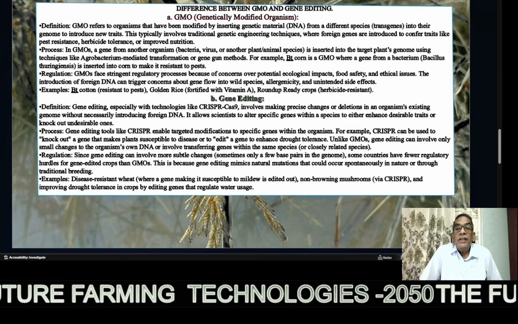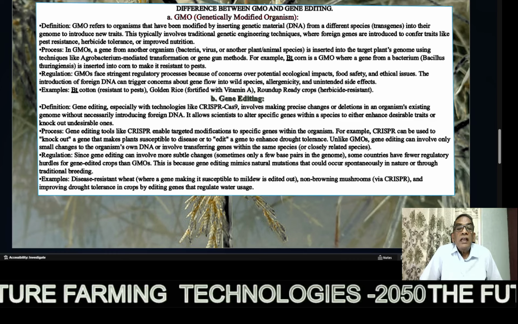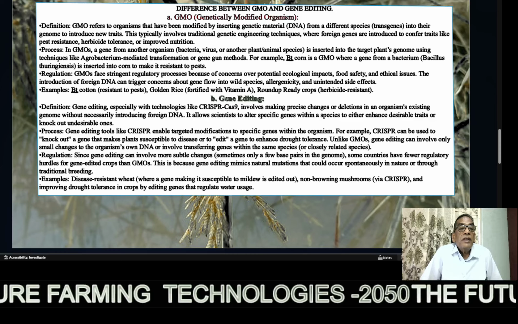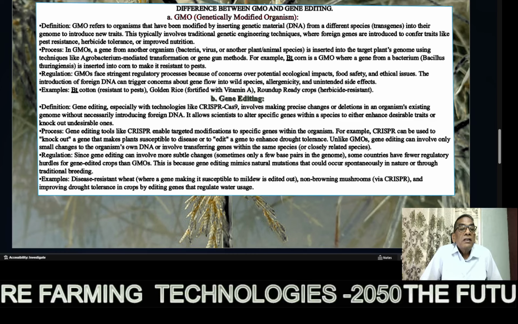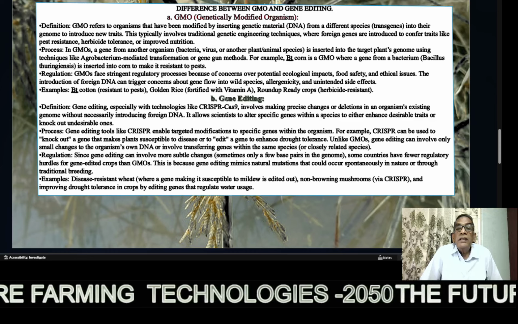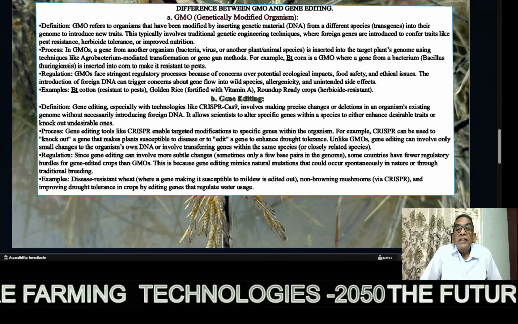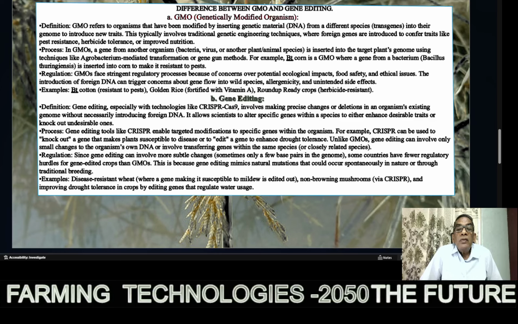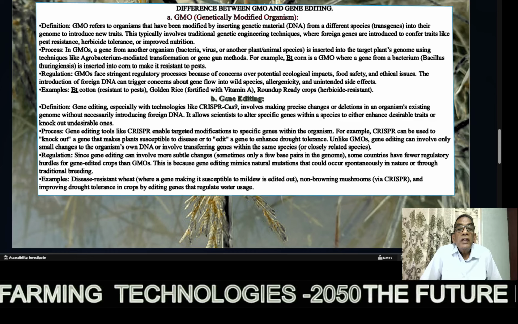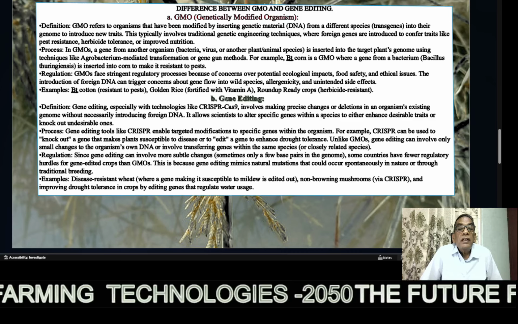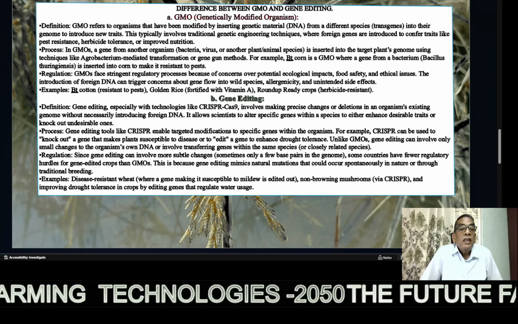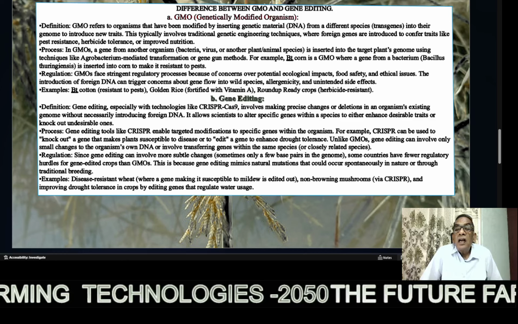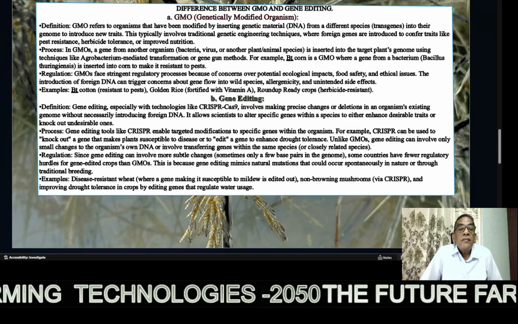Gene editing, especially with technologies like CRISPR-Cas9, involves making precision changes or deletions in an organism's existing genome without necessarily introducing foreign DNA. So there will be no introduction of foreign DNA in gene editing. It allows scientists to alter specific genes within a species to either enhance desirable traits or knock out undesirable ones.